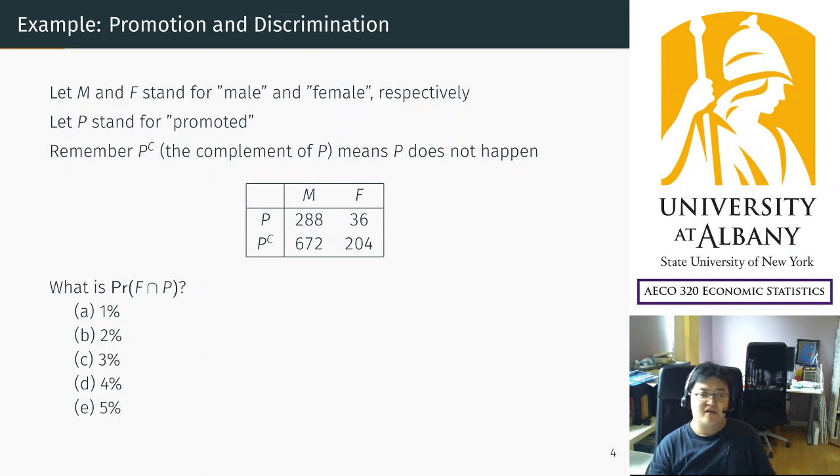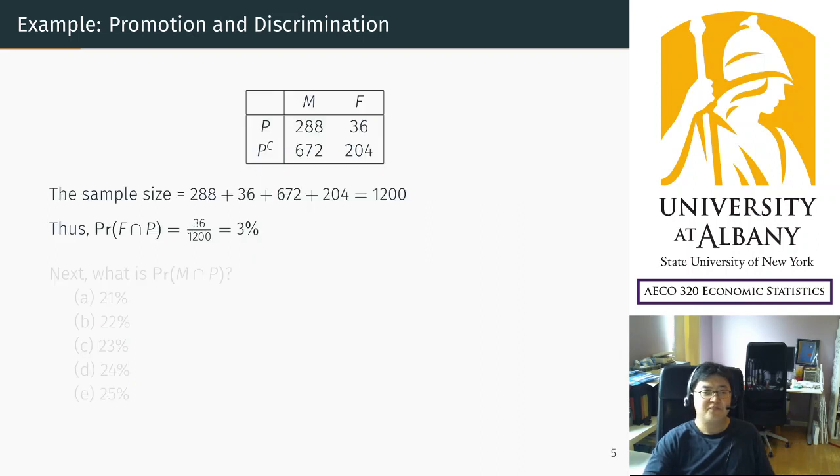In this table, can you calculate the probability of the intersection between F and P, female and promoted? Pause the video here and try yourself. I am going to give you a second. Now I will show you the answer. If you're still trying, pause again.